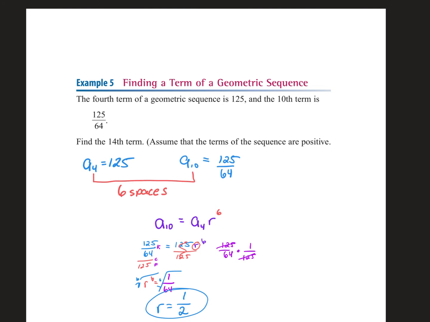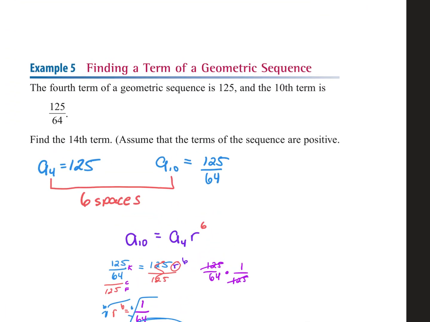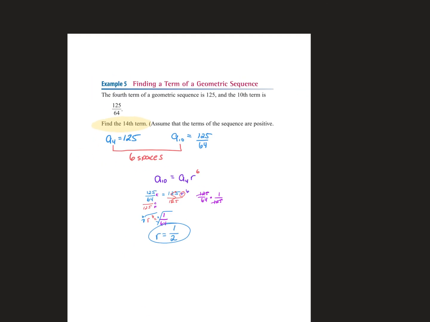Okay, so we found the common ratio, right? They're asking us to find the 14th term. Now, we could find the first term, and then we could write the rule and all this stuff, but there's a shortcut to that. And it's going to make your life easier, I promise.